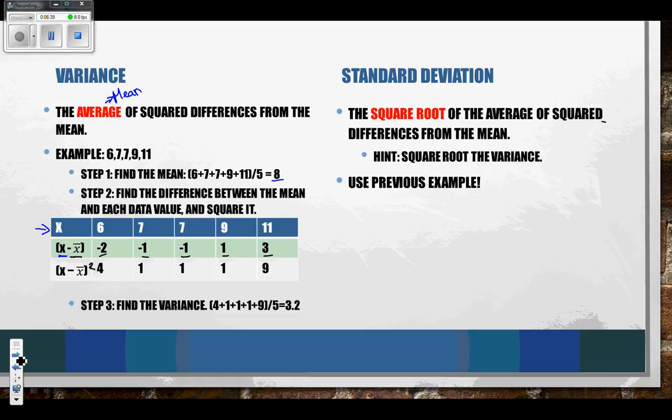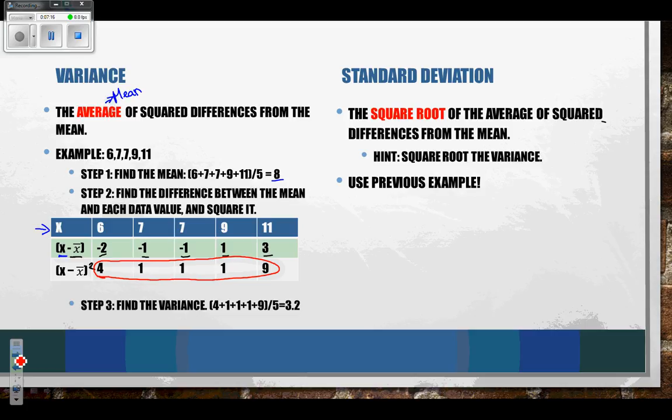But I'm not done yet. To find the variance, I have to take the average, or the mean, of these numbers. So that means I have to add those numbers together and then divide by the number of values I have. Once I do that, I will find the variance. So for this example, I'm going to add 4, 1, 1, 1, and 9 together and then divide by 5, which gives us 3.2.